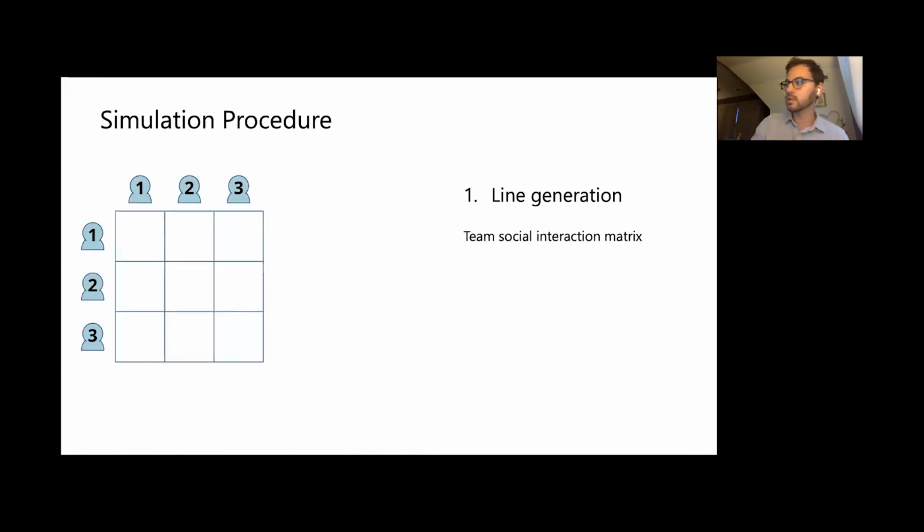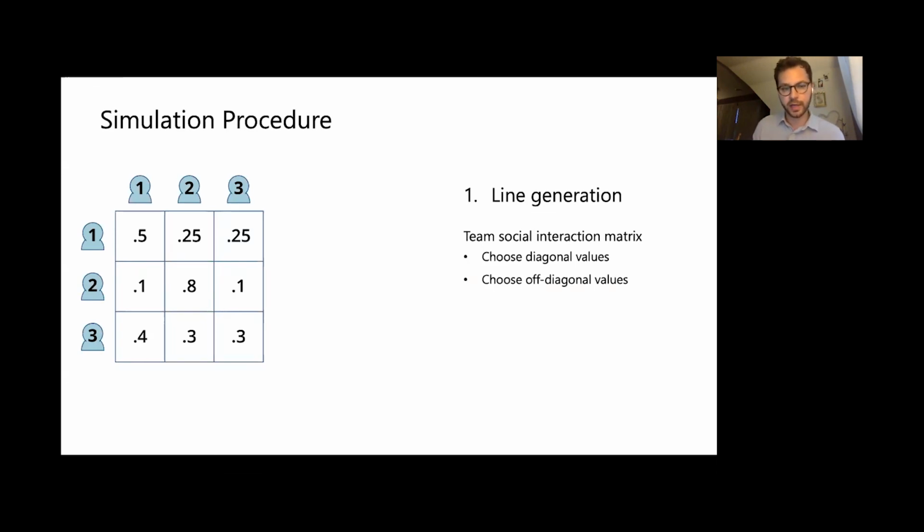The first thing we want to do is line generation. What this is going to do is generate the sequence of lines in the data and also the number of lines for each simulated individual. The way that we do that is we have one of these team social interaction matrices again. We choose the diagonal values here, which represent the probability, for example, that when unit 1 has a line, the next line in the data will be from unit 1. So that's what the 0.5 is. When unit 2 has a line, the next line in the data has an 80% chance of being from unit 2, for example. And I'll talk about why we choose these particular values in a moment.